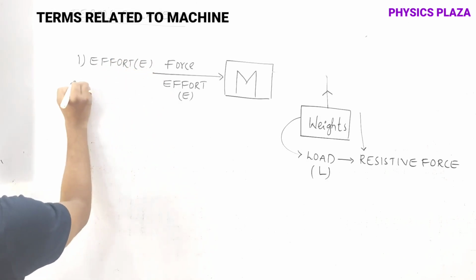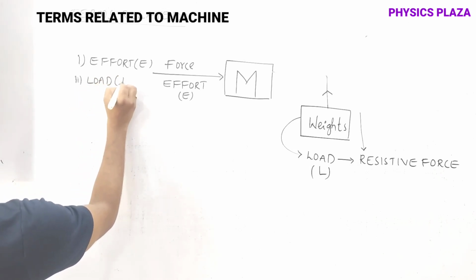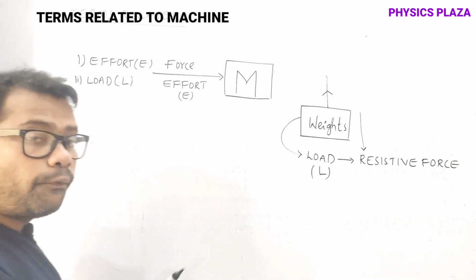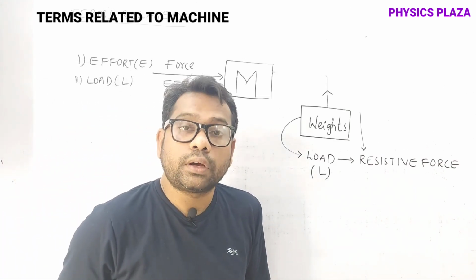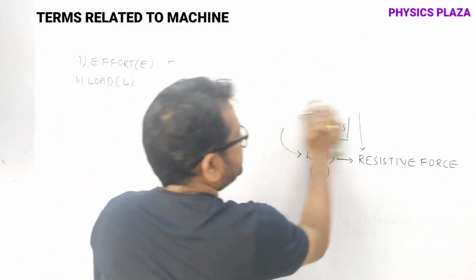The symbol can be used for effort. The second one is load, and a symbol can be used for it as well. Children, either it is effort or load, both are nothing but force only. What is the unit of effort? Newton. What is the unit of load? It is also Newton only.